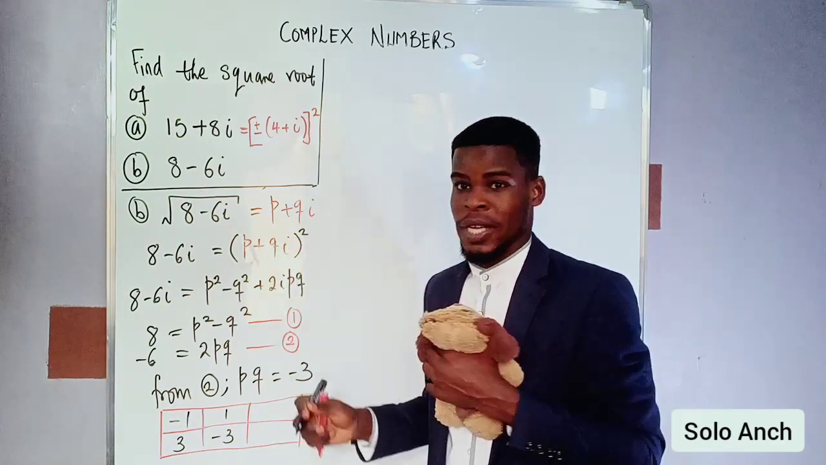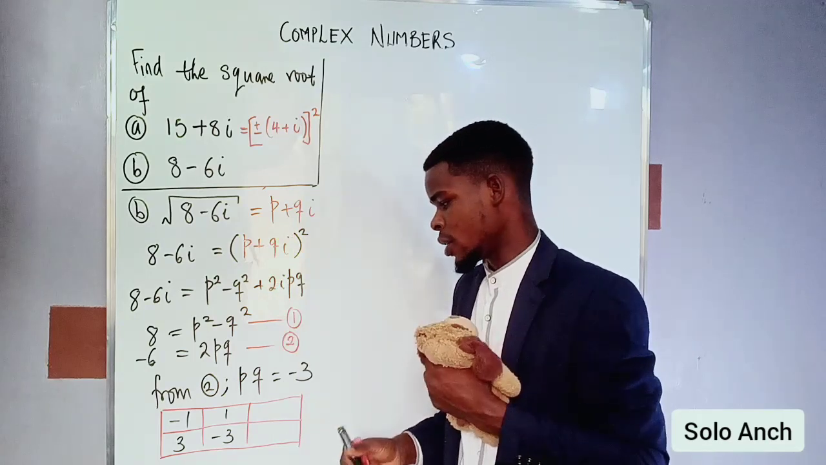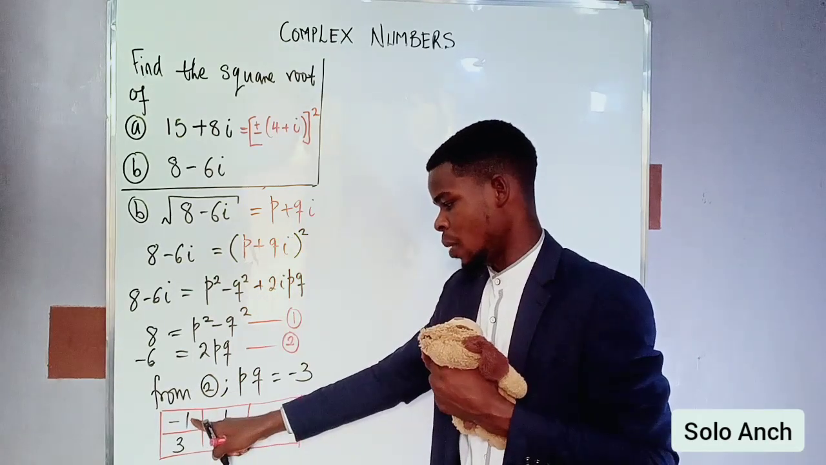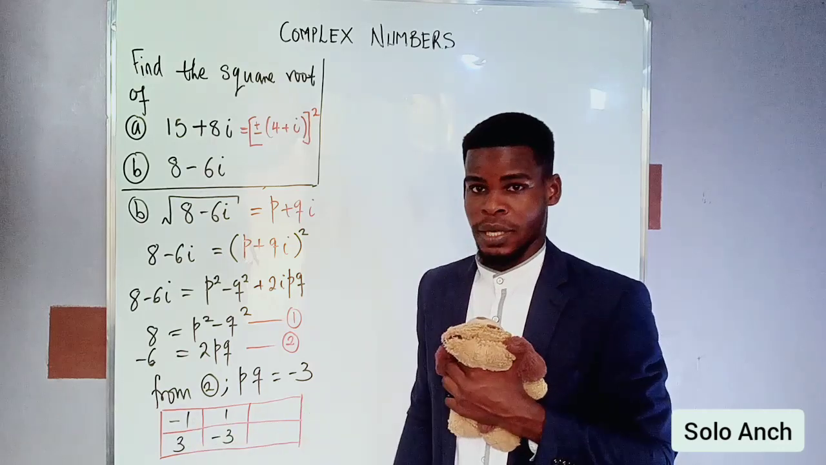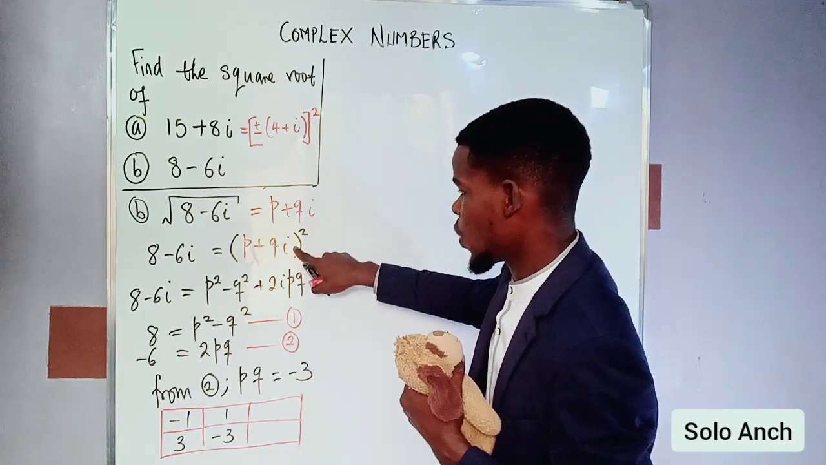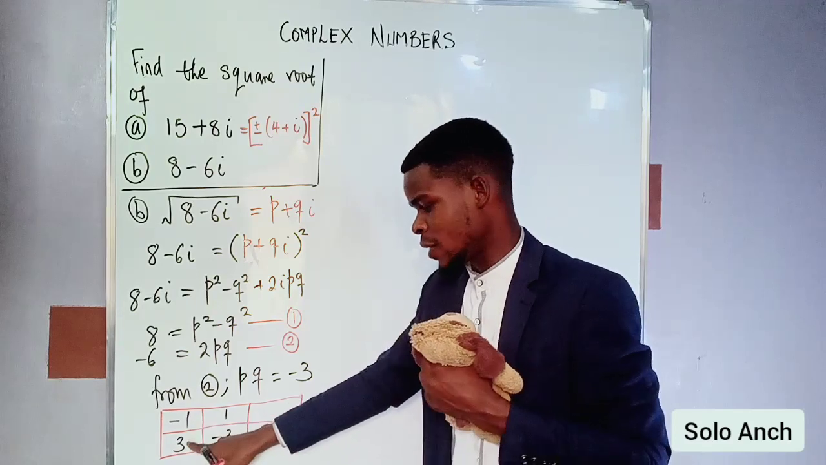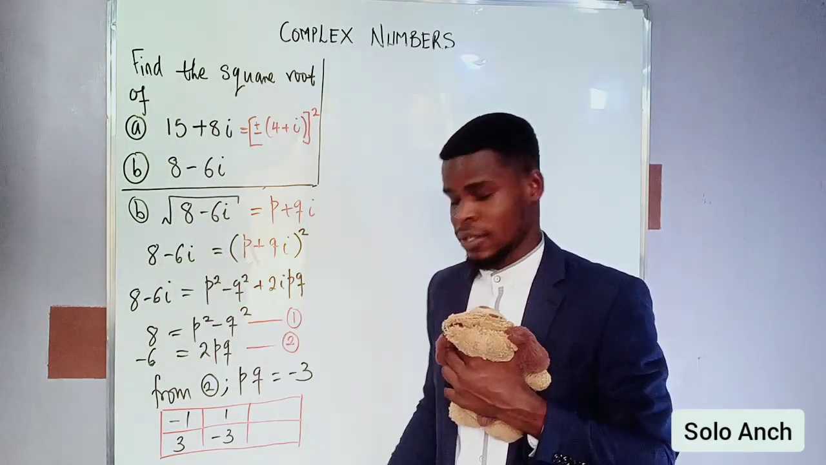And since p and q are just arbitrary whole numbers, we are going to test for each of them. Maybe we can say let p be -1 and let q be 3, and then we check if when we square this expression, given that p is -1 and q is 3, we'll get this as the result.